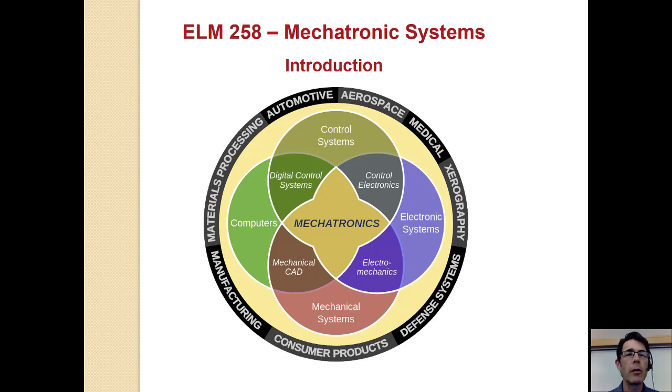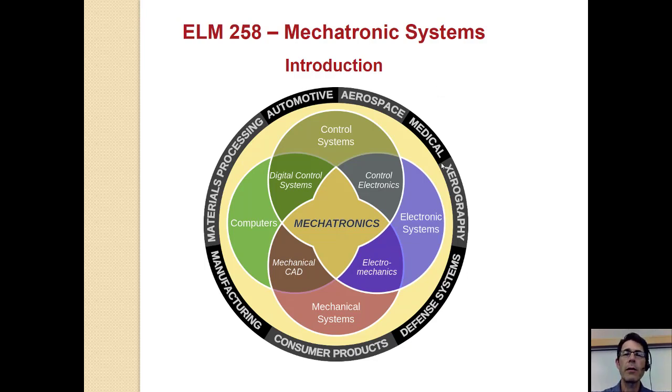Okay, this is an introduction to the course ELM258, Mechatronics Systems. So first question, what is mechatronics and why are we studying it? Why do we need to learn about it? The first answer is partly answered by this graphic that you see on the screen. So this represents a couple of things.